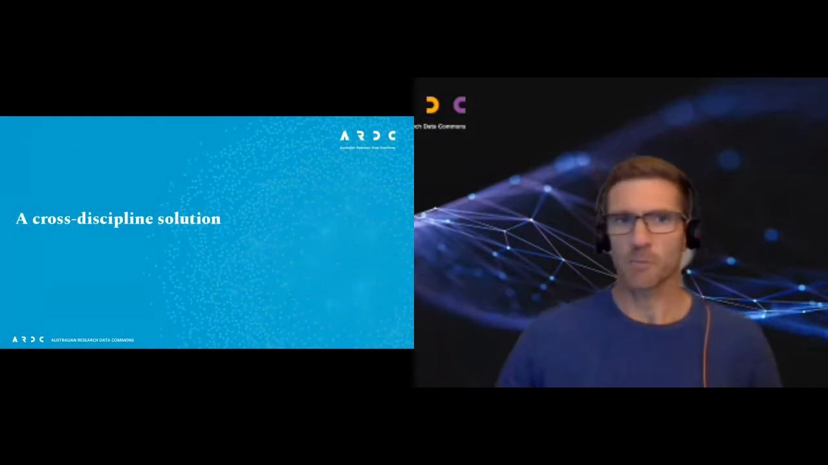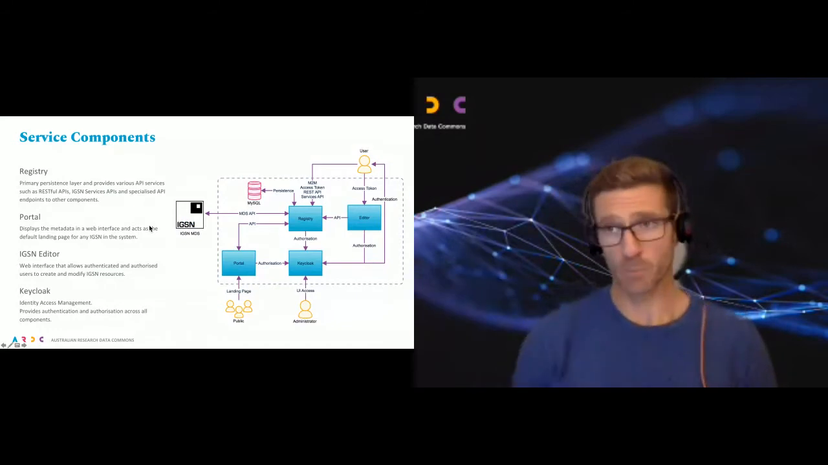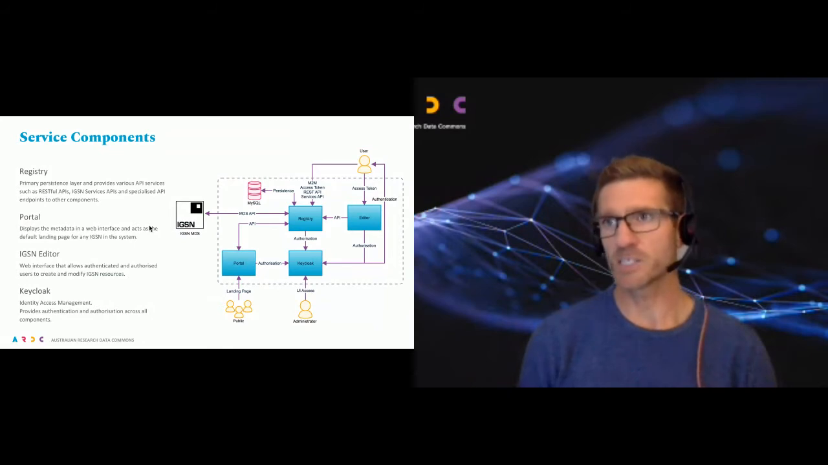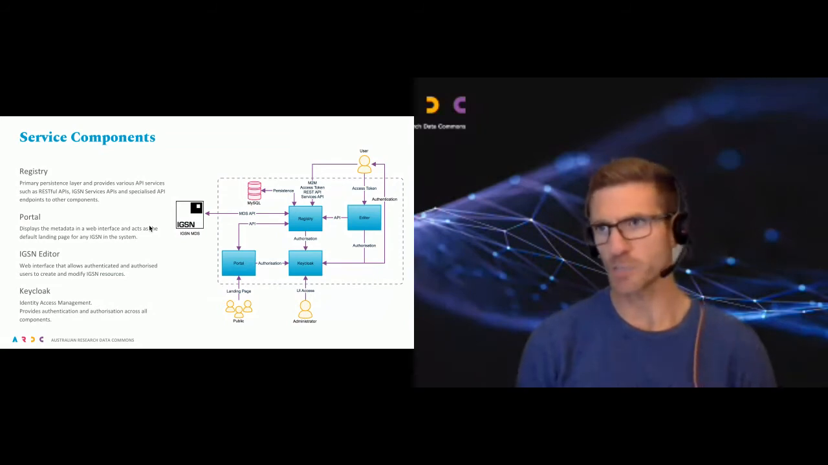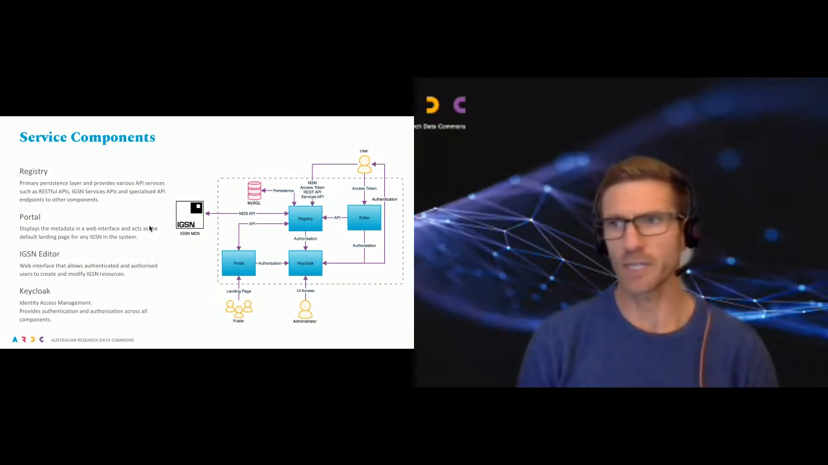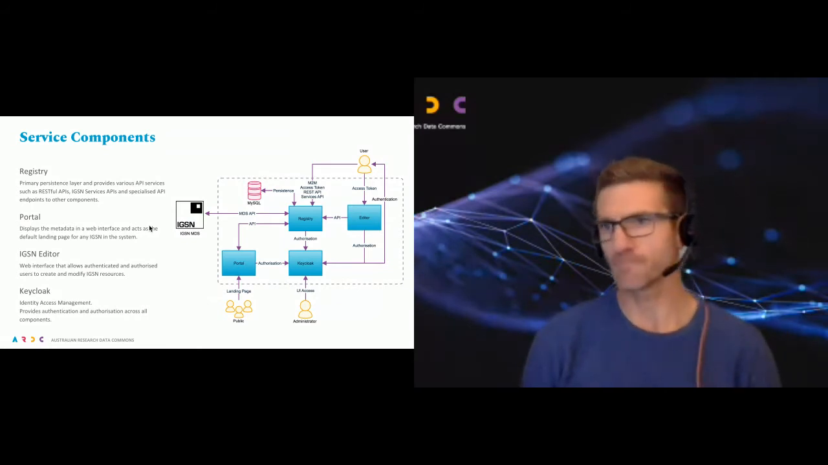So what did we come up with? Basically, we came up with a service which is comprised of 4 main components. We have a registry component, which is really the backbone of the service. This is pretty much the persistence layer. It provides all the APIs for interacting with the registry, and it provides all the IGSN services as well. We have a portal which displays the metadata in a web interface, and it acts as the default landing page for any IGSNs in the system if the clients choose to use it.